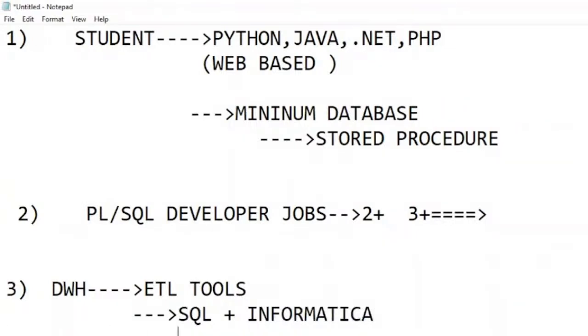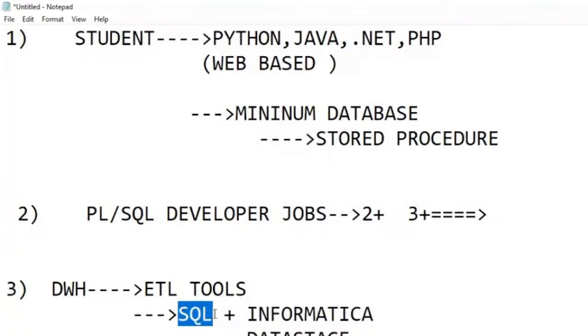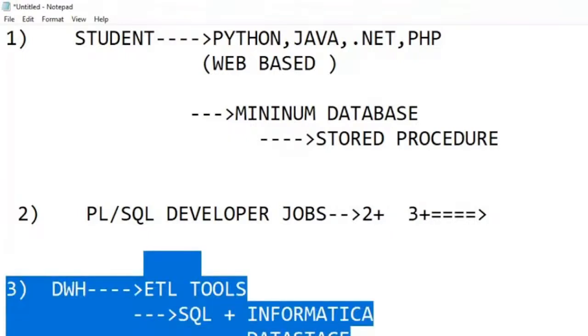Again, ETL tools are there, where data stays; a popular tool is Talend. These ETL tools have a graphical user interface, so minimum knowledge of SQL is required. That's why they are learning these courses, for these jobs.